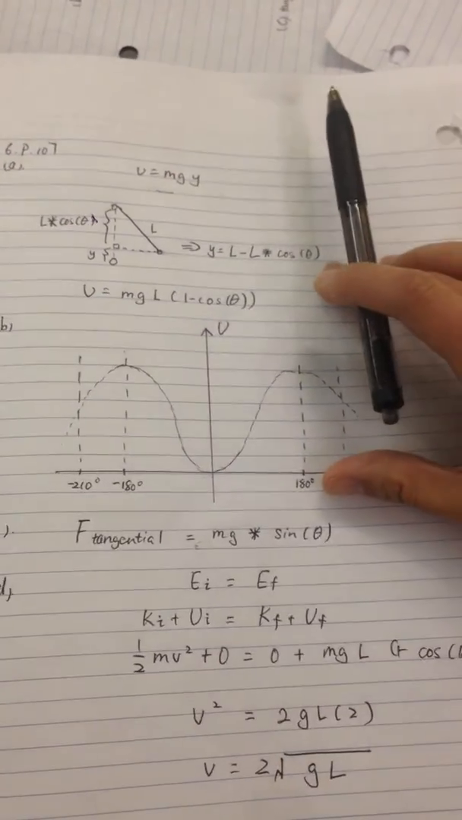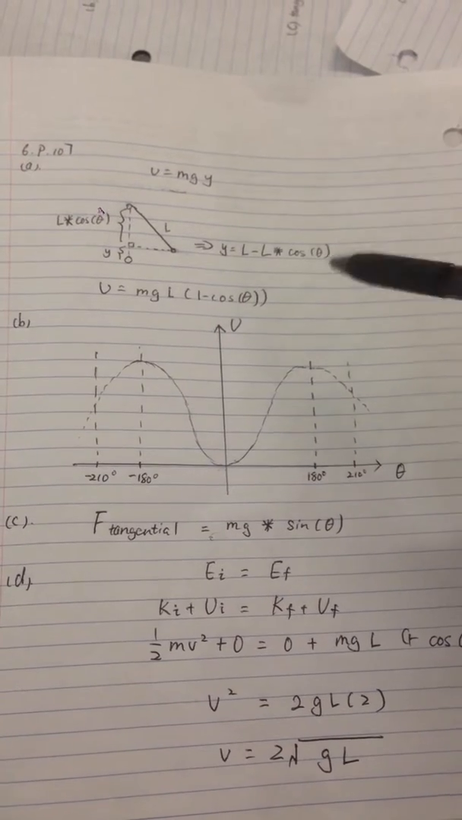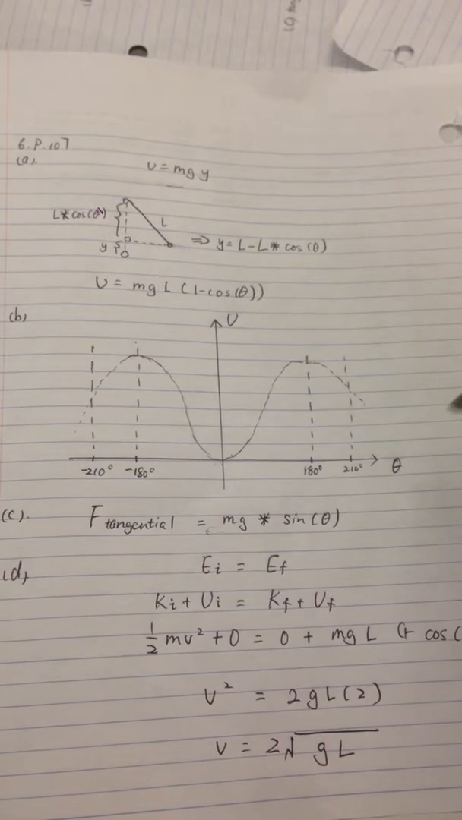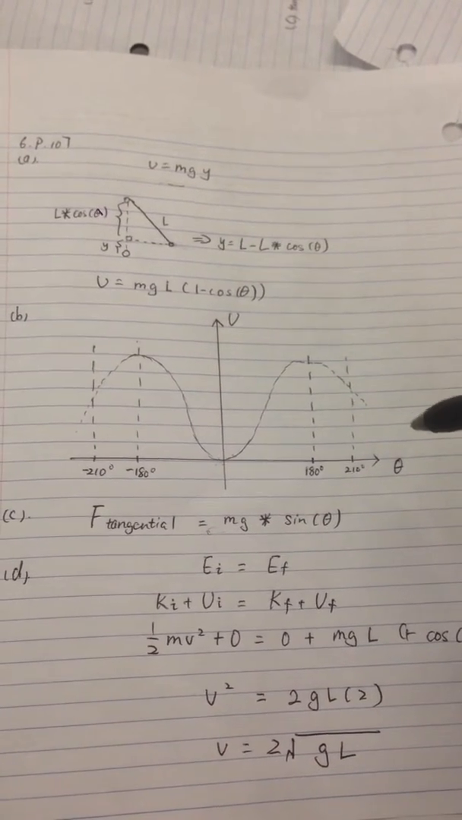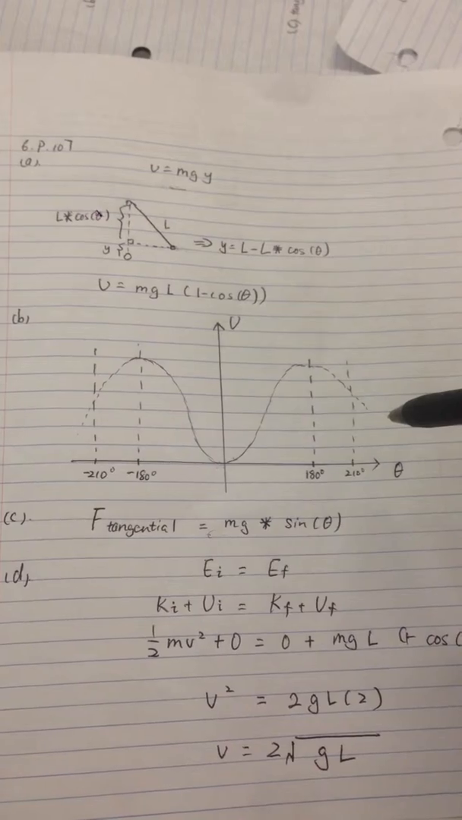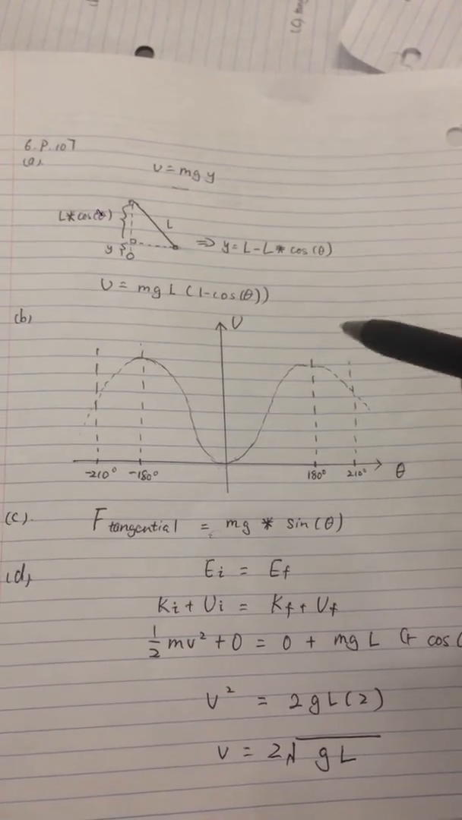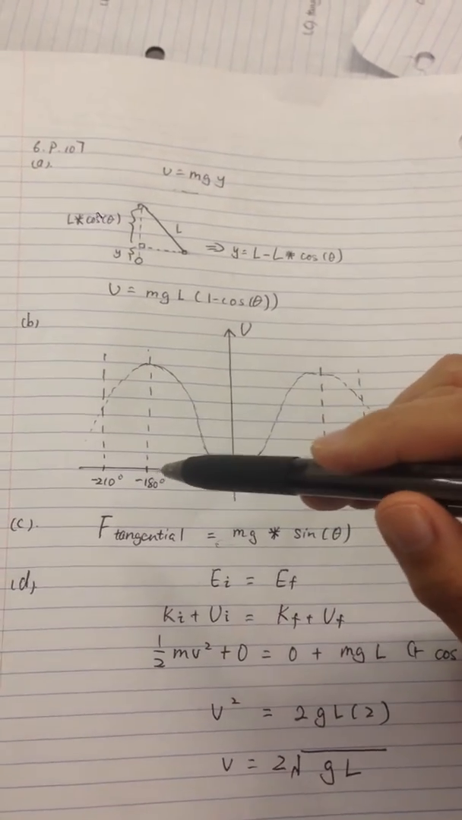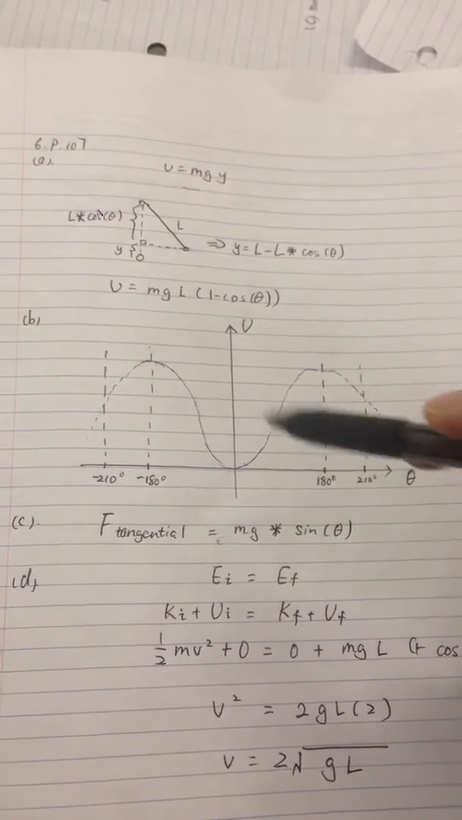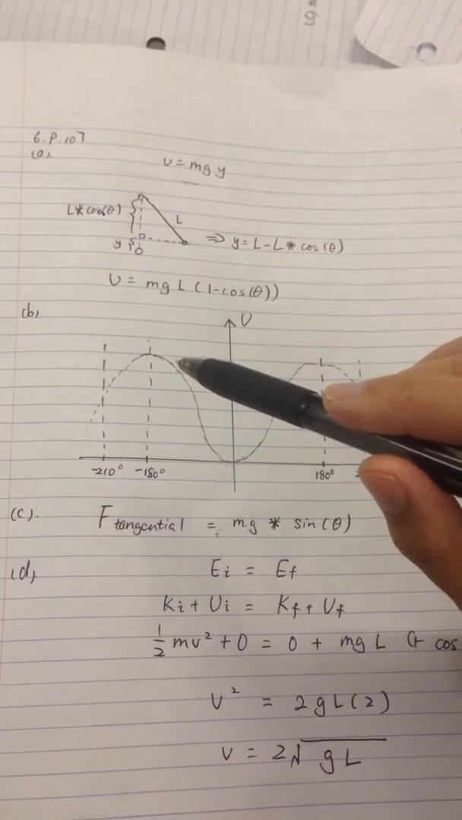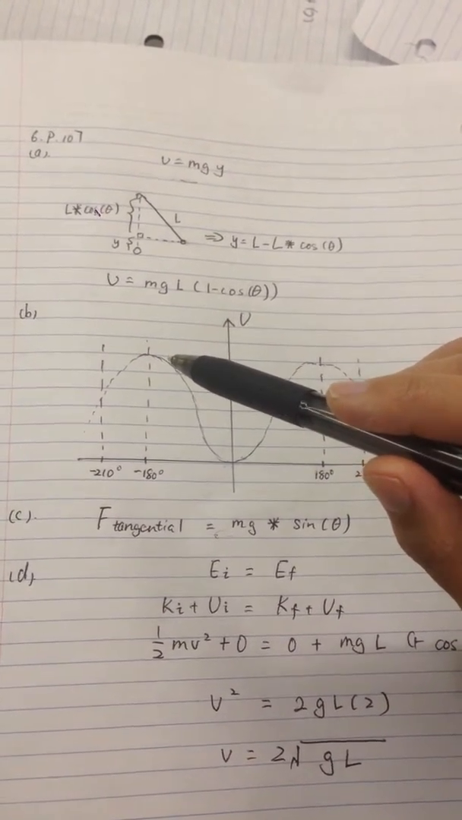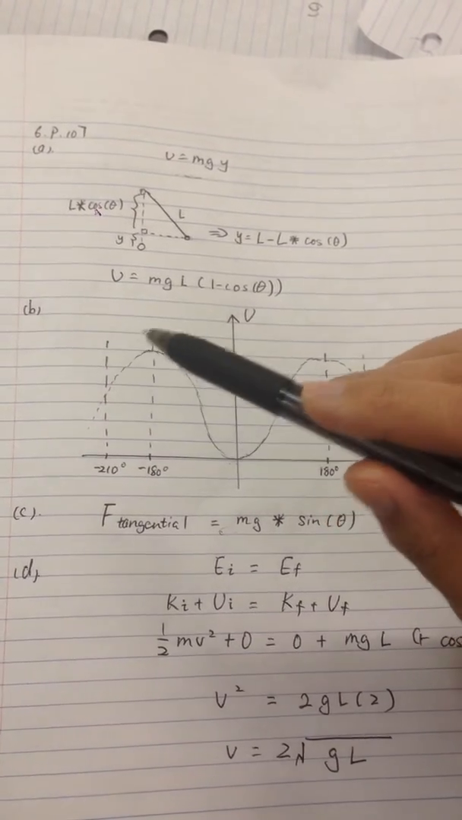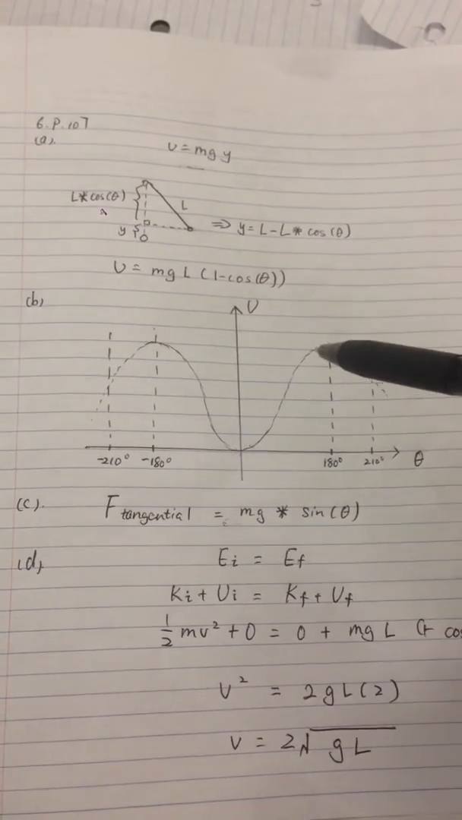B. Sketch the potential energy as a function of the angle theta for angles from minus 210 degrees to 210 degrees. Okay, we can first make the potential energy the y-axis of the graph and theta the x-axis. When theta equals 0, which means the pendulum is at its original position, the potential energy is 0. And when theta equals minus and plus 180 degrees, the potential energy is at its maximum point. So at either side of the maximum point, the potential energy will only decrease. So we can have the graph here.